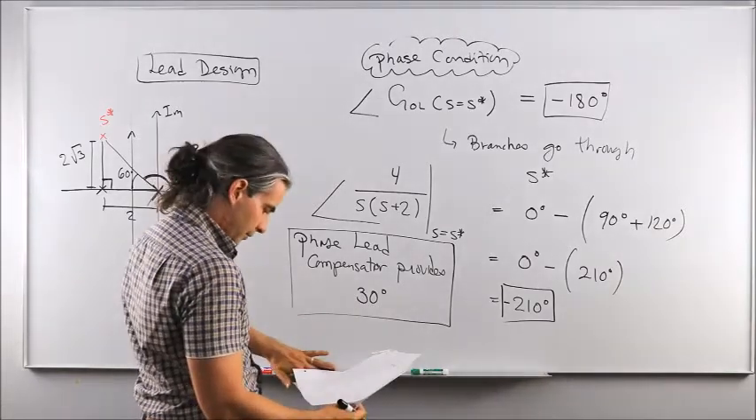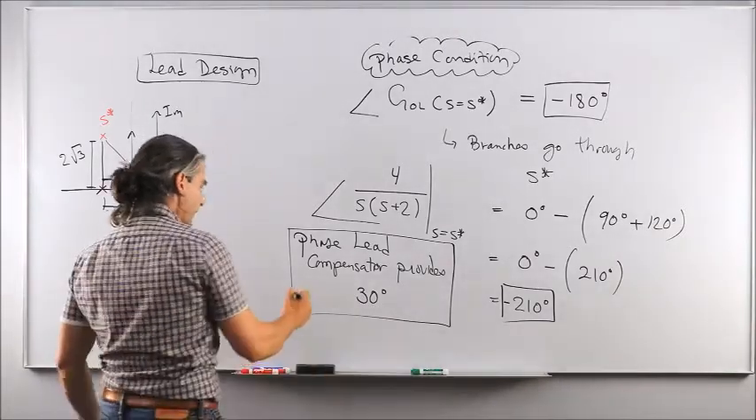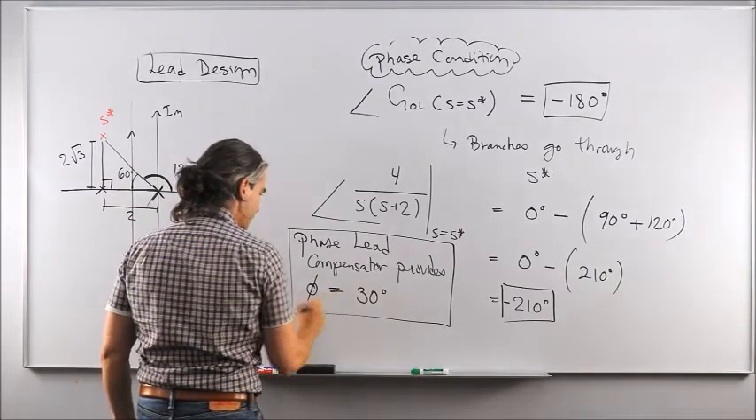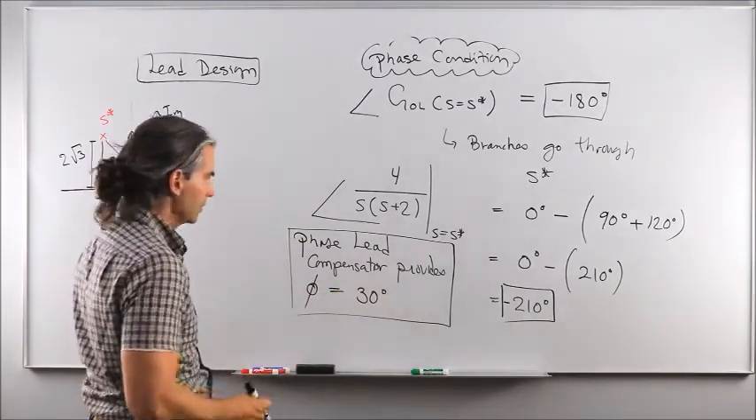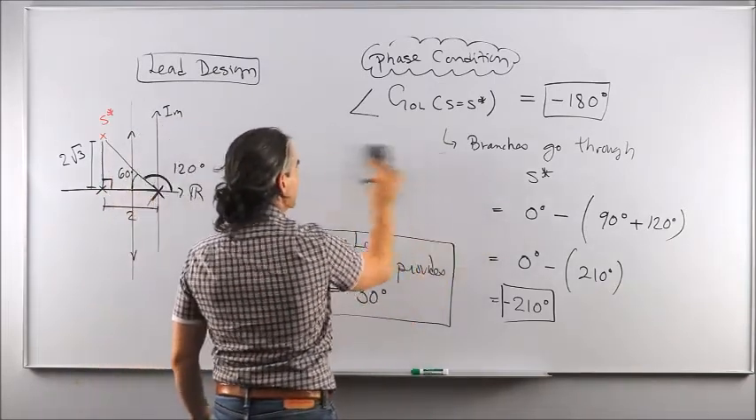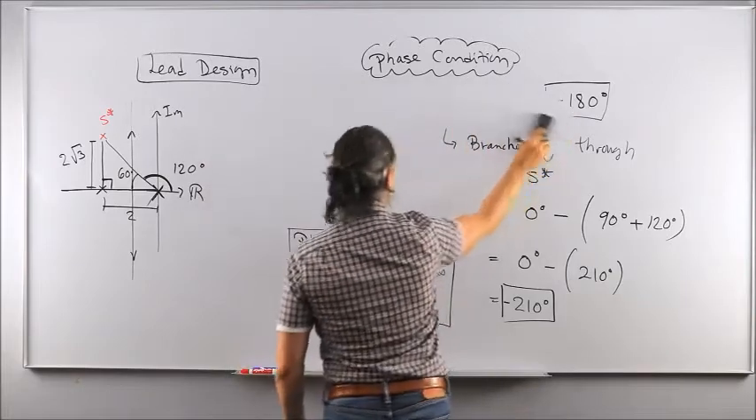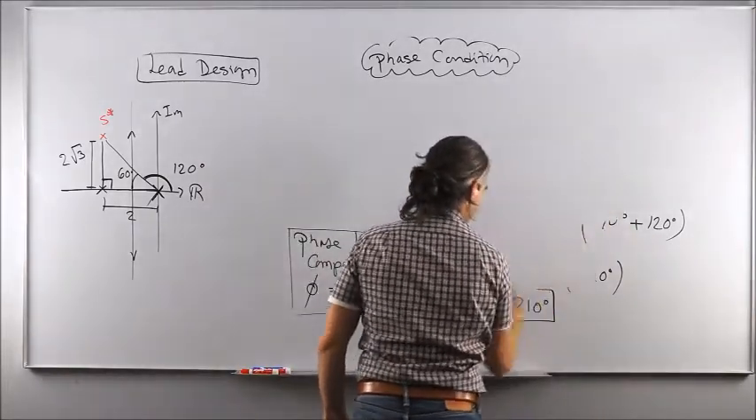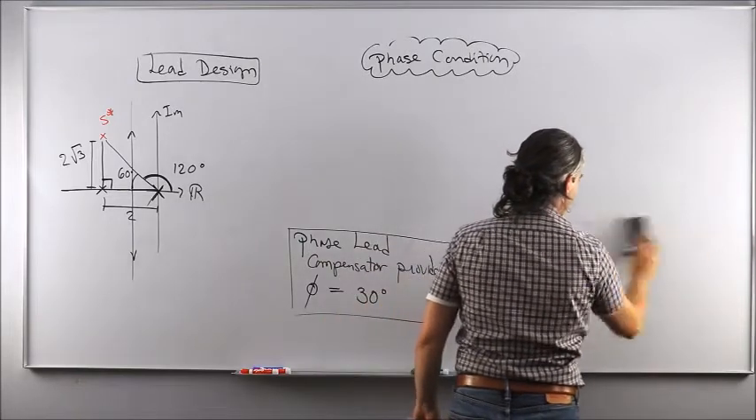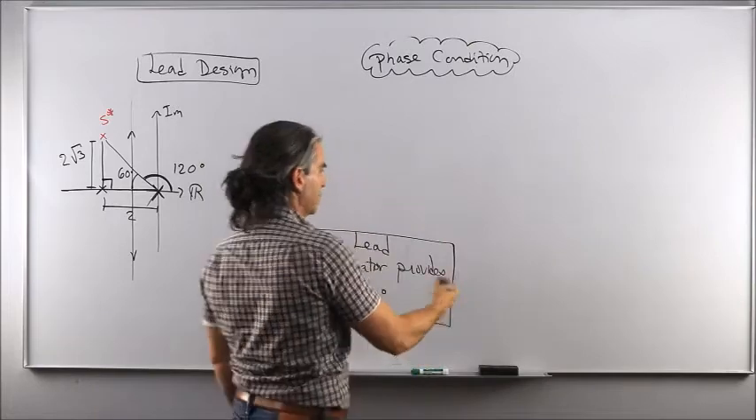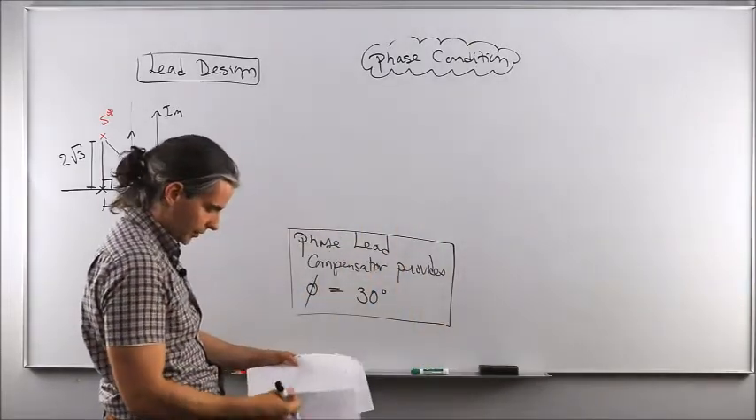Did I give it a name? Yeah, I think the phase provided by a phase lead is going to be denoted by phi for no good reason. But that's what it is, okay? So phi, 30 degrees, provided by the phase lead compensator, to overcome the fact that we are deficient in phase, right? We are missing 30 degrees to end up satisfying the phase condition.